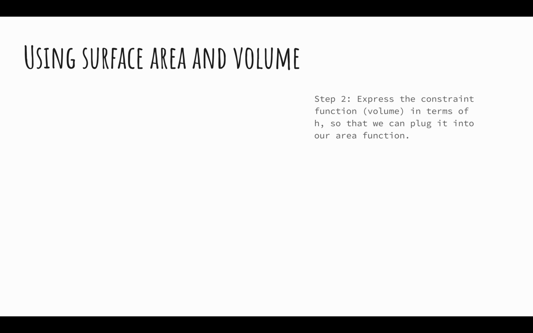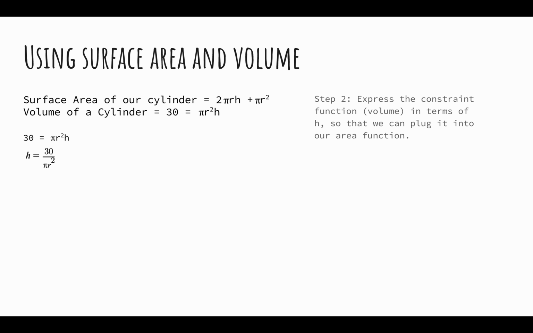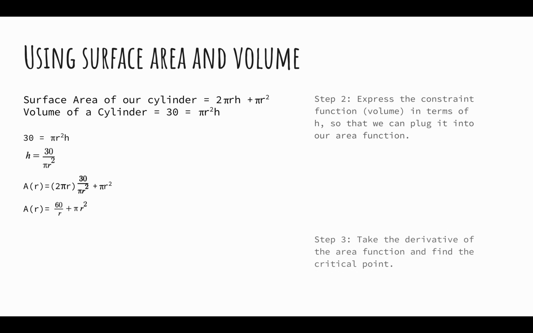Next, we'll take our constraint function, or volume function, and express it in terms of h so that we can plug it back into our area equation. After canceling pi and r, we have that the area is equal to 60 over r plus pi r squared. When we differentiate the function, we get 2 pi r cubed minus 60 over r squared.